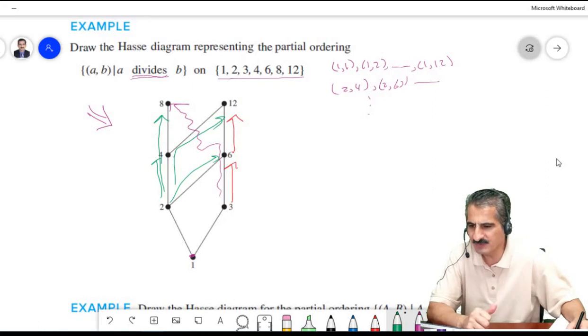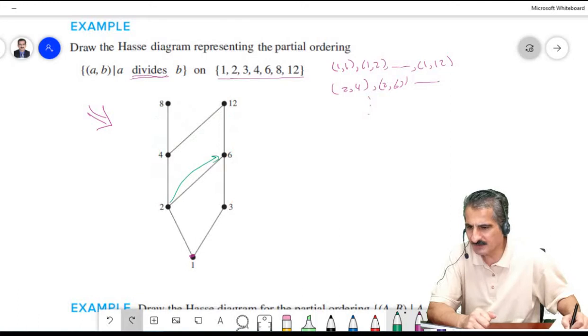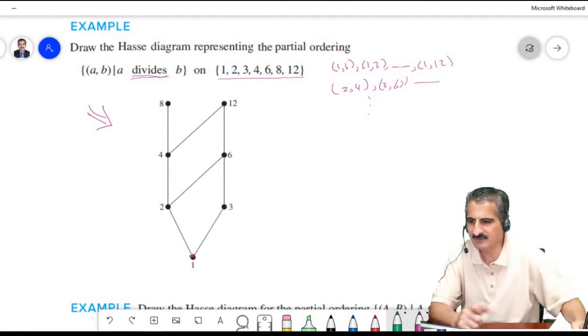And 4 is not related to 6. I cannot find the path. But 4 is related to 12. Okay? Let me make that diagram clean again. And what else? 6 is not related to 8, so I cannot find the path. Did I say that? Okay? But it is related to 12. And so on. So I believe you got the idea.